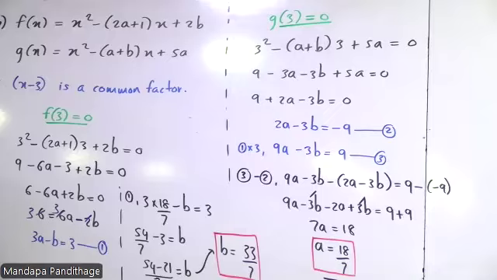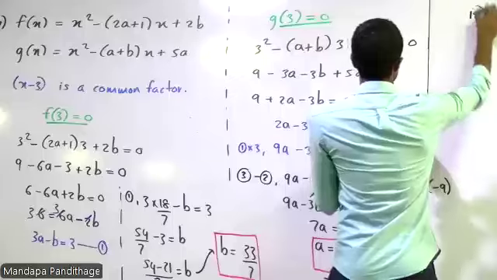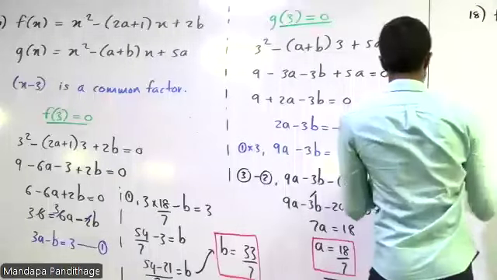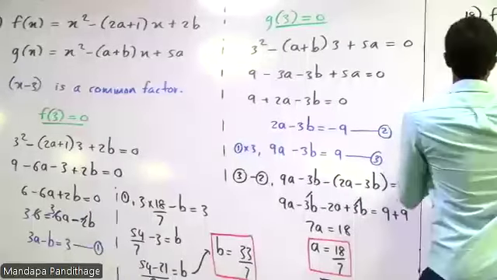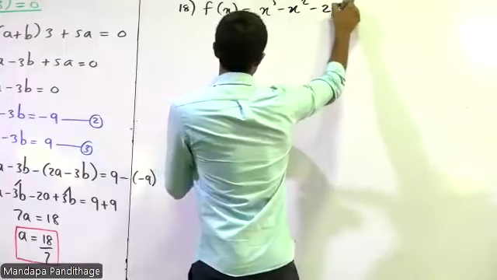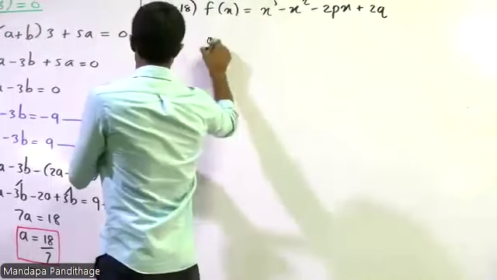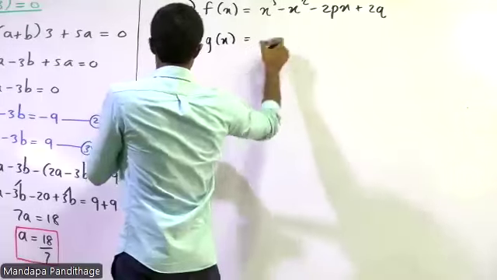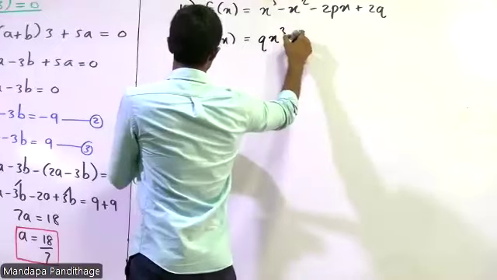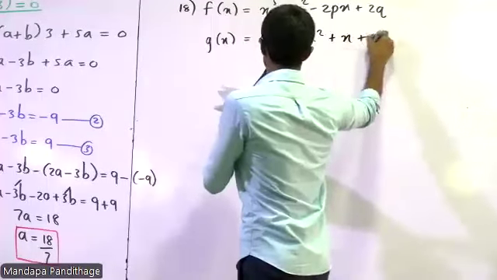What is question number 18? These two expressions have a common factor of x minus 2. First name them. I'll take f(x) as x cube minus x squared minus 2px plus 2q, and let's take g(x) as qx cube minus px squared plus x plus 2.